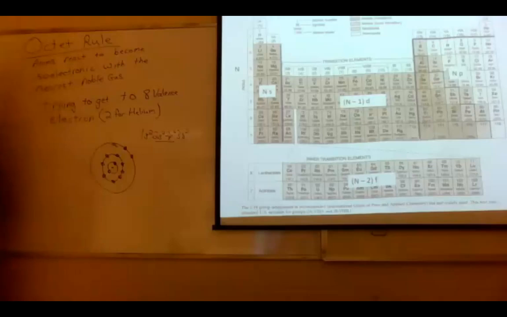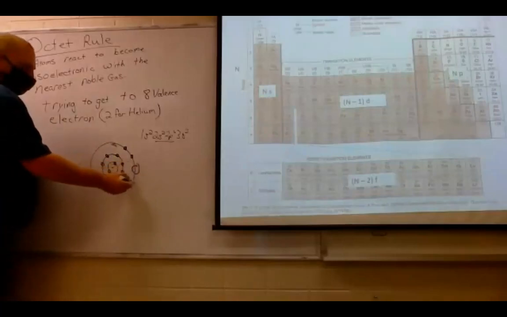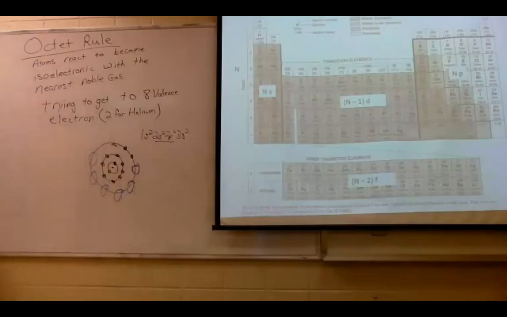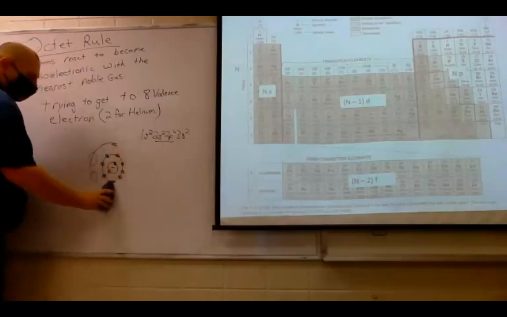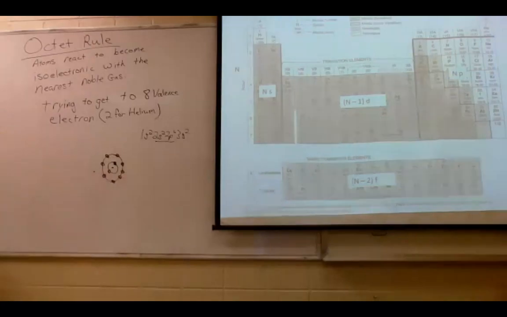So it can react to try and gain. It can either gain 1, 2, 3, 4, 5, 6 more to get to 8, or it can do what? It can go down. And so if it goes down and it loses both of those, then this outside layer is empty. If it's empty, it's no longer the outside layer. The new outside layer is that one. And it's already full.